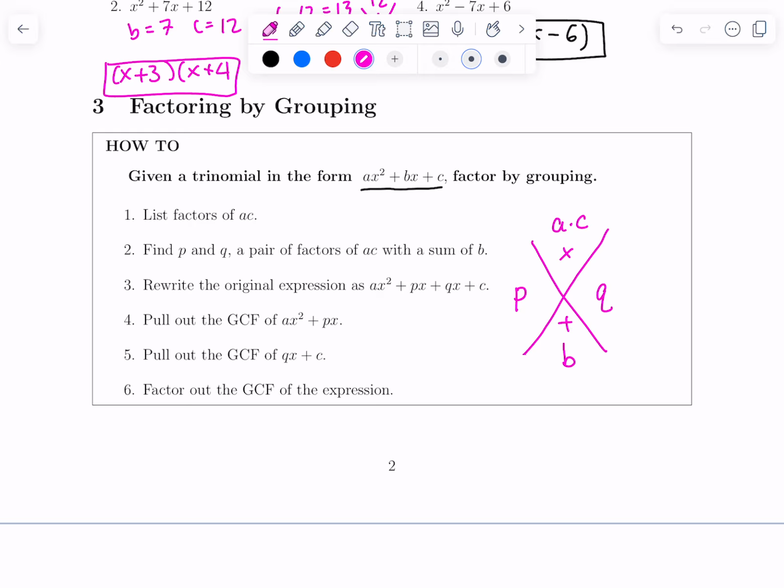Then we're going to rewrite the original expression as ax squared plus px plus qx plus c. Pull out the GCF of ax squared plus px, pull out the GCF of qx plus c, then factor out the GCF of the expression.